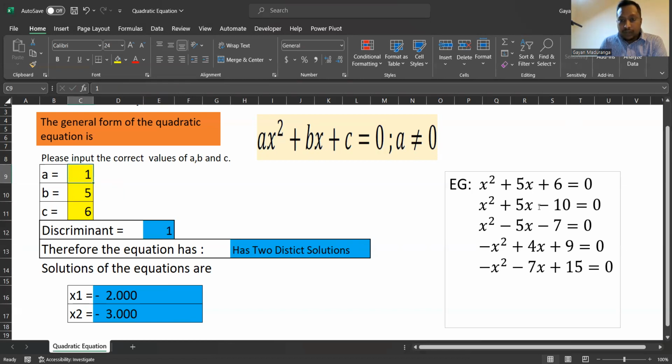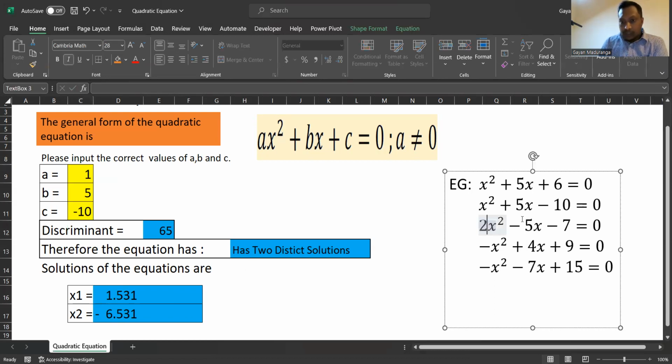Let's go to the second example. X squared plus 5x minus 10. Okay, 1, 5, minus 10. See, now the discriminant is 65. It also has two distinct solutions. X1, X2 values are given.